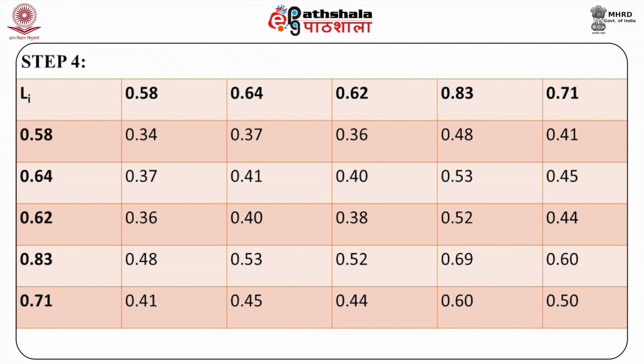Therefore, the cross product matrix rows are 0.34, 0.37, 0.36, 0.48, 0.41; 0.37, 0.41, 0.40, 0.53 and 0.45; 0.36, 0.40, 0.38, 0.52 and 0.44; 0.48, 0.53, 0.52, 0.69 and 0.60; 0.41, 0.45, 0.44, 0.60 and 0.50.